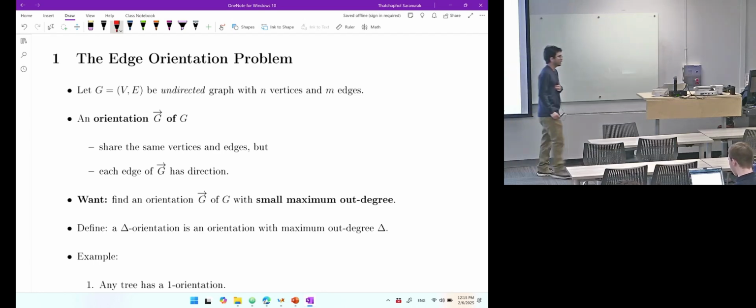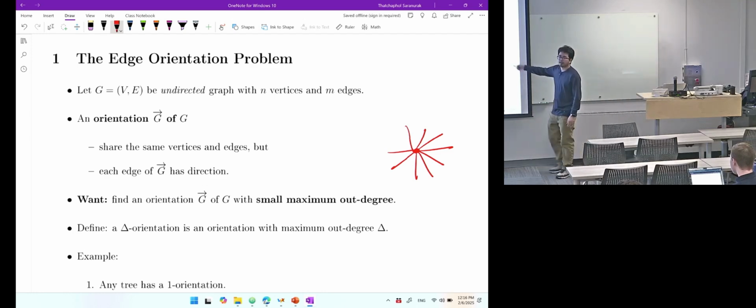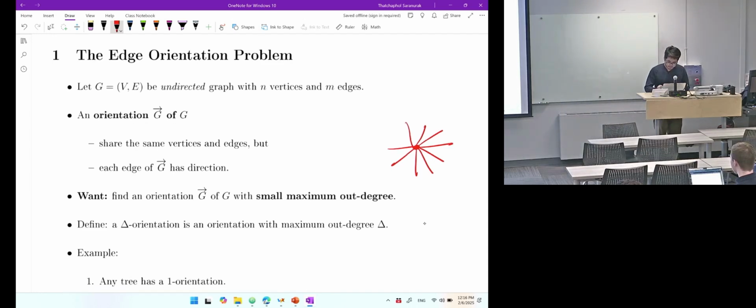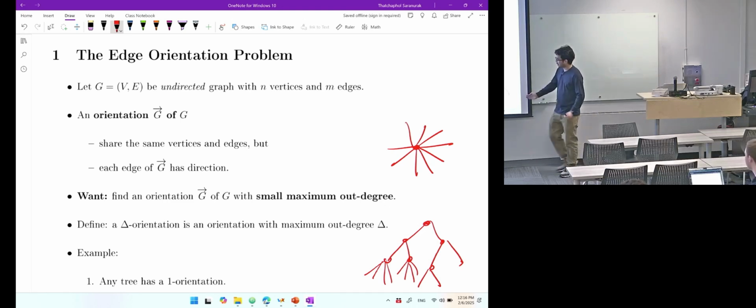So let's see one example. If a graph is a star, can you find a one orientation of this graph? Everyone points to the center. Okay. What if the graph is a tree? How do you find a one orientation of the tree? Point upwards. Yeah. Everyone just points to the parent.